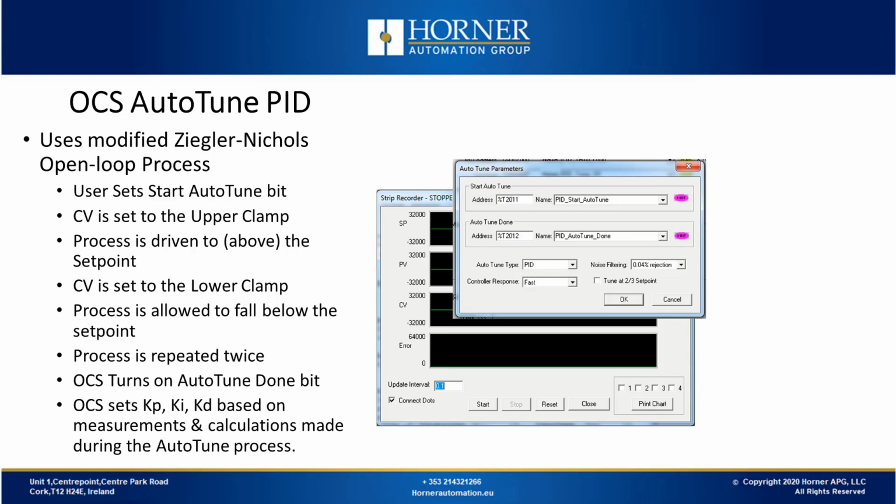The OCS waits to see the process being driven to slightly above the set point. As soon as that happens, the CV is then set all the way down to the lower clamp level. The process is then allowed to fall below the set point. It's not a continuously tuned process, you instigate the auto-tune process. For fine-tuning manually, it's as good as it needs to be.